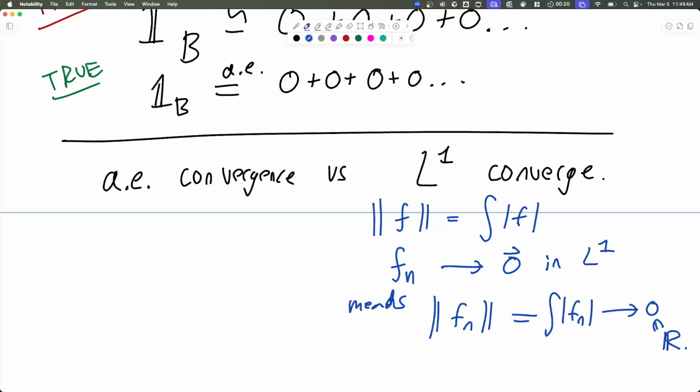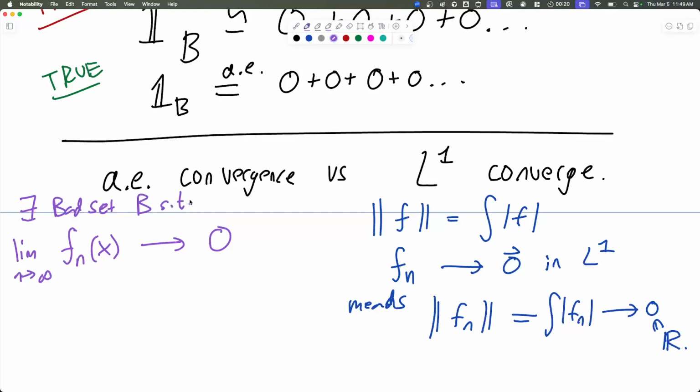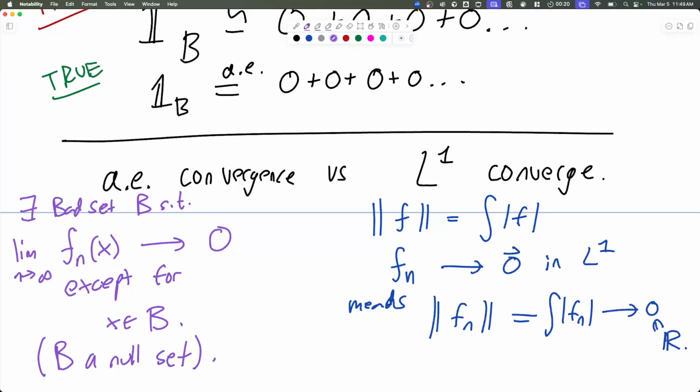Whereas almost everywhere convergence is just the kind of pointwise limit. Fn of x is converging to 0, the limit as n goes to infinity. So there exists a bad set B such that this happens except for x in B, and B is a null set. Usually I think of the bad set as the set where the things that you want to happen don't happen, and we're saying that set is a null set. That's really what almost everywhere convergence means.